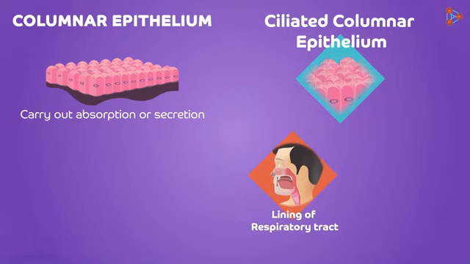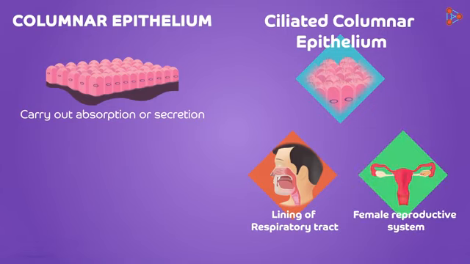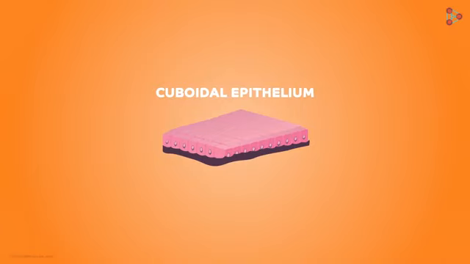tract. Here, it helps to throw out the foreign particles trapped in mucus which enter the respiratory tract. Another location is in the fallopian tubes of the female reproductive system, where the cilia help to propel the ovum in the forward direction. Now these columnar cells are definitely doing their job well, but at times, some substances aggressively pass through small channels which are lined by these epithelial cells. So then, along with absorption and secretion, we need support too. Here the cuboidal epithelial cells come to our rescue.